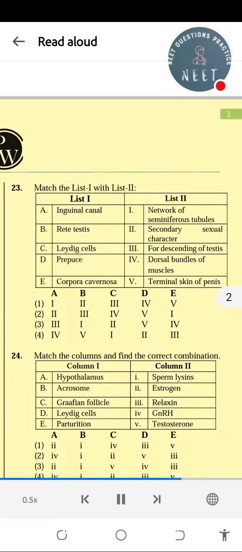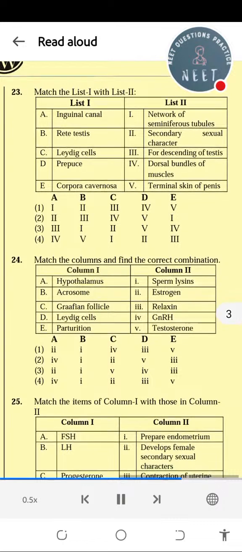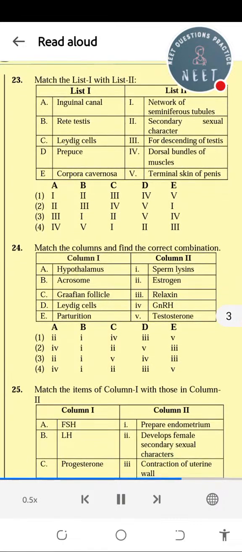A, B, C, D, E. Options 1 to 4 follow. 24. Match the columns and find the correct combination. Column 1, Column 2. A.